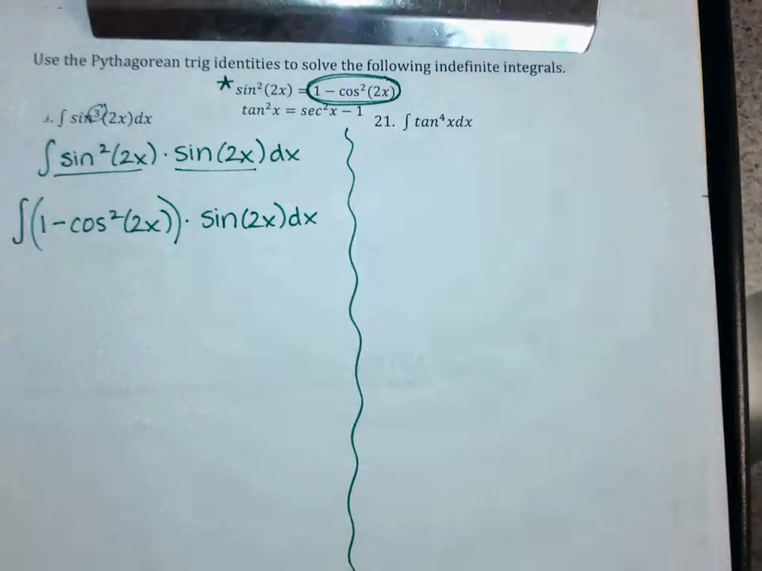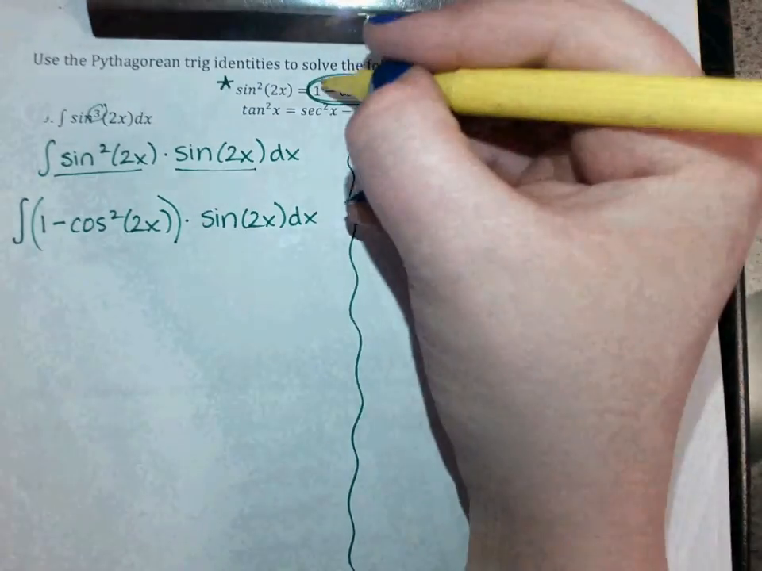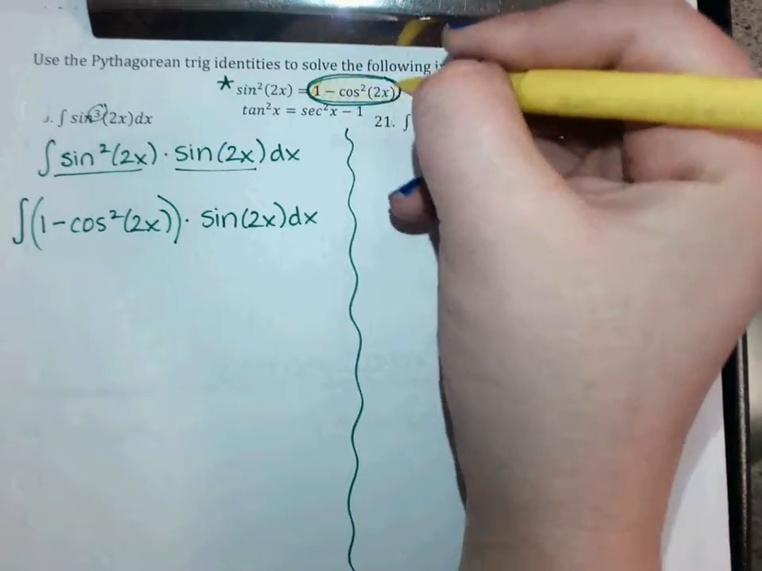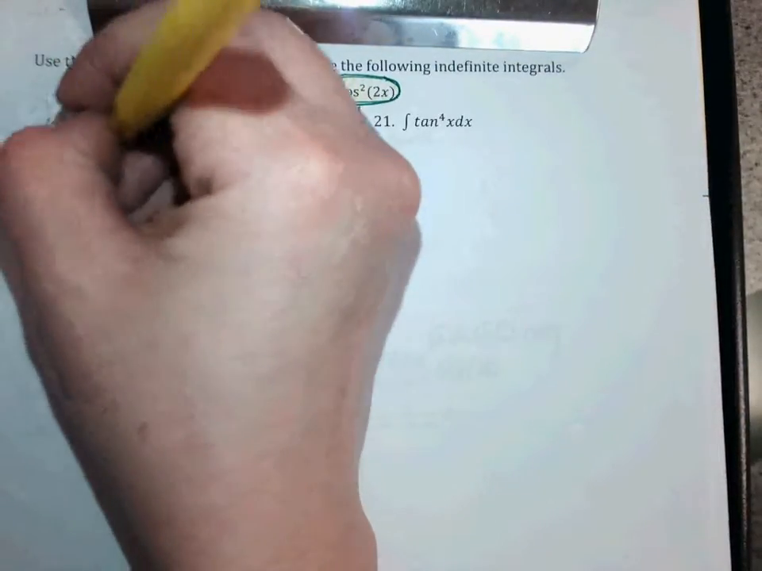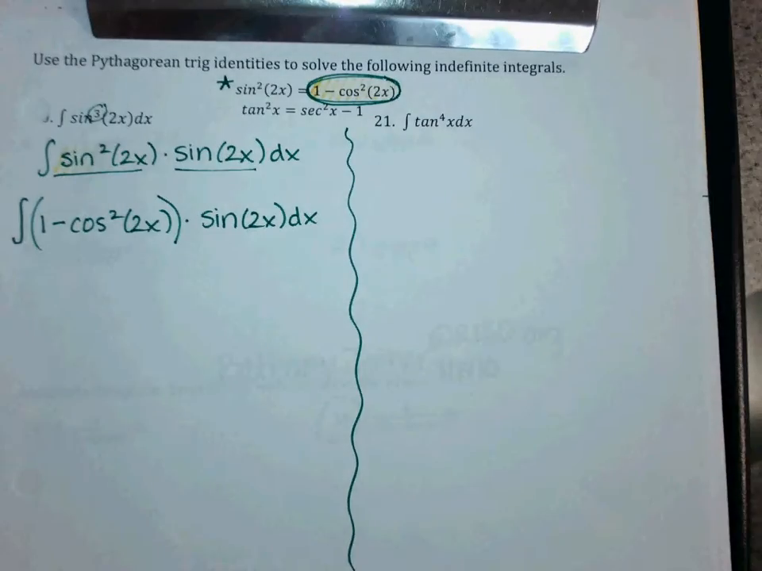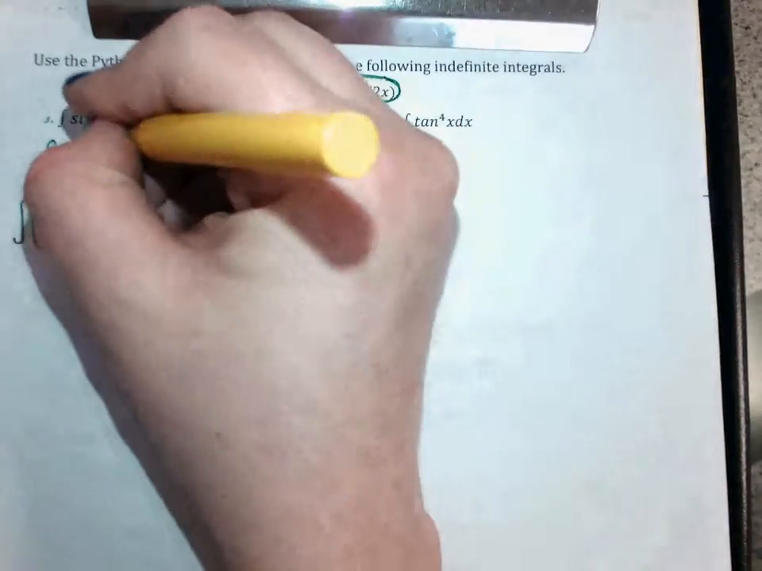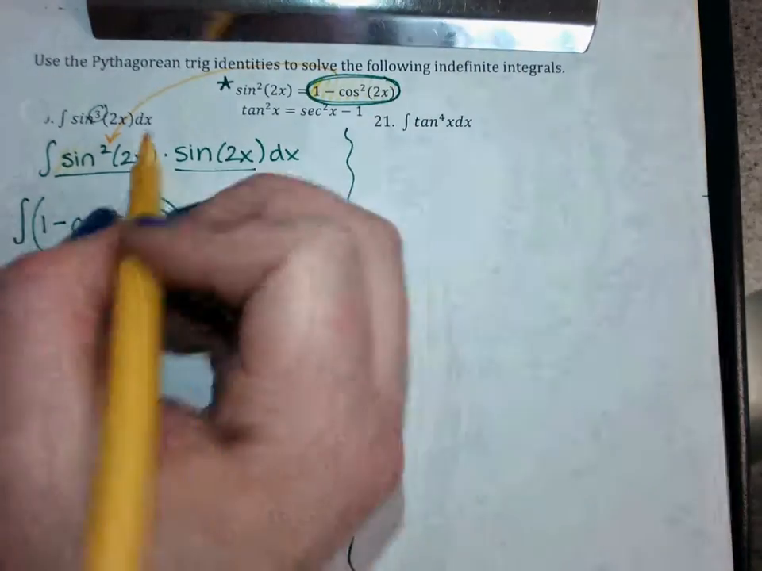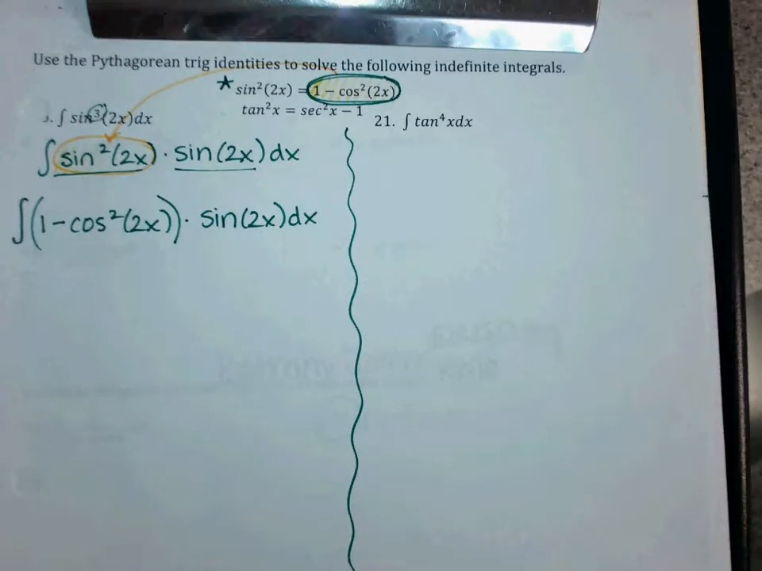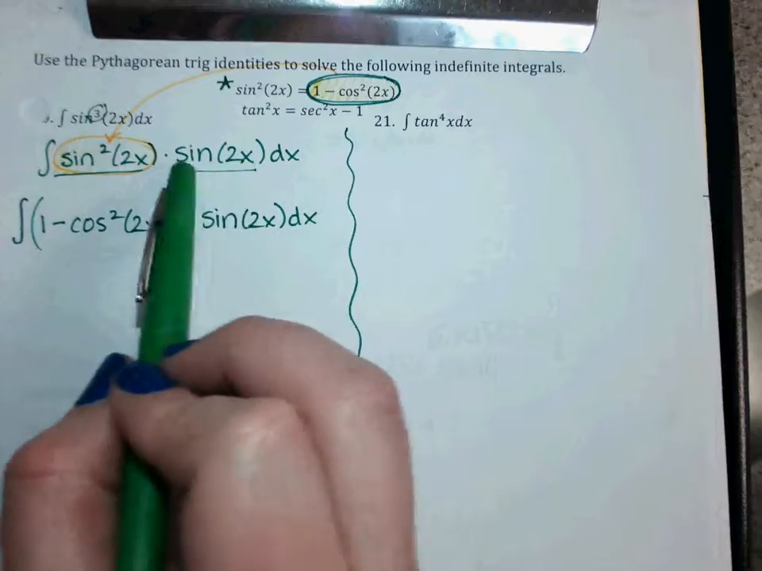Okay, so all that happened in that step is that I took this expression and I subbed it in where my sine squared was here in the original equation. So I replaced those two things so that now I have 1 minus cosine squared 2x times, and then I'm leaving that third sine 2x the same.